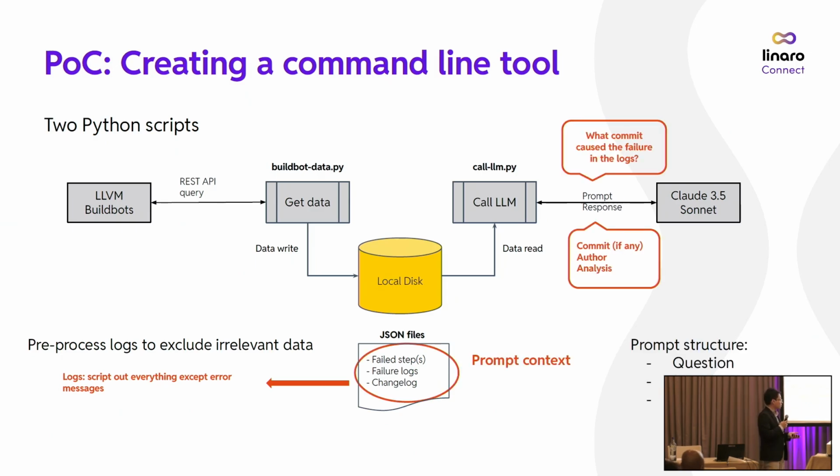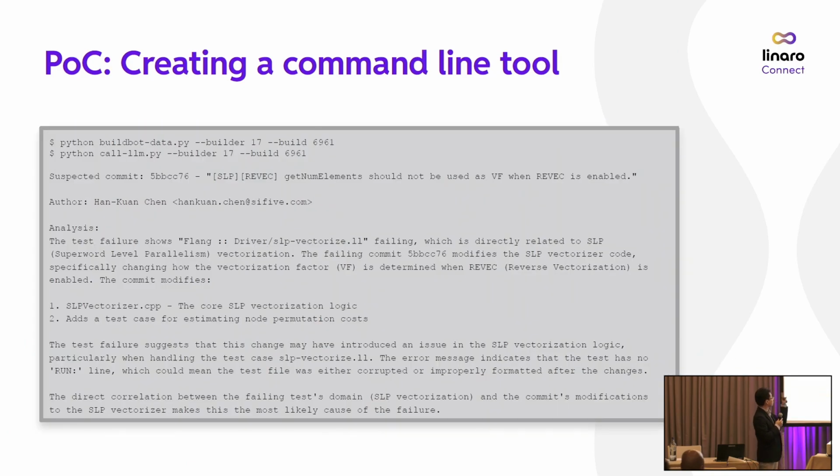On the LLM side, the prompt should be structured the way it's canonically done: a question, the context, and how the output format should be. The question will obviously be what commit caused the failure. The context will be the files that we fetched from the buildbot. And the output format should be just the commit, the patch author, and a very brief analysis of why it chose that commit. So if we run these two scripts, we'll see something like this.